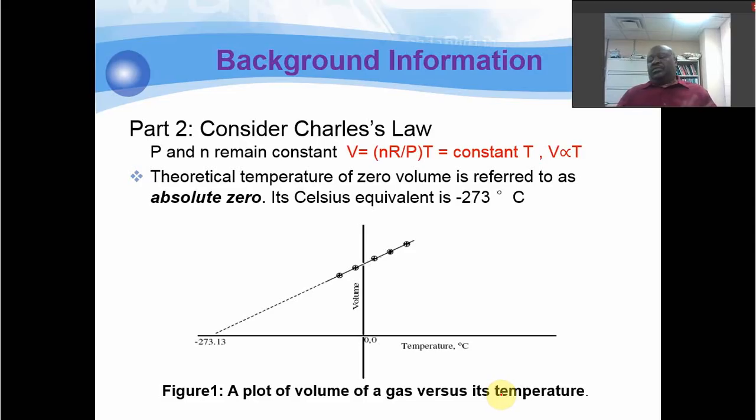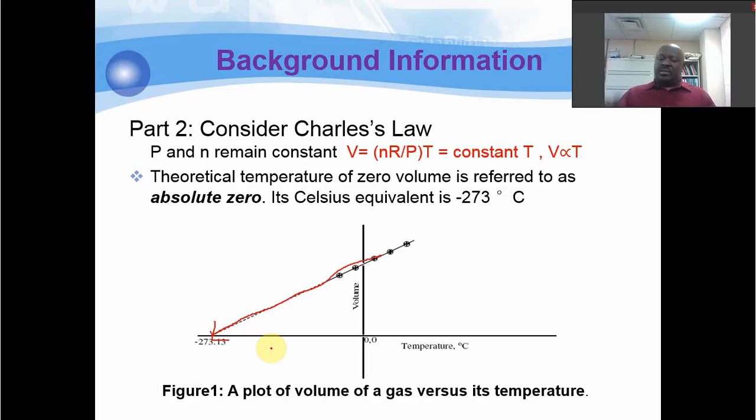Experimentally you've seen this plot, volume versus temperature for a gas around room temperature and slightly above and below. You end up with this, and then you say, wow, okay, volume versus temperature. This is in degrees centigrade this time. If you extrapolate, the power of extrapolation, you go way down there.